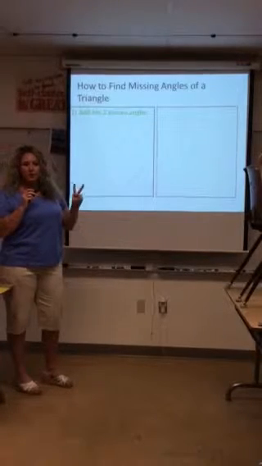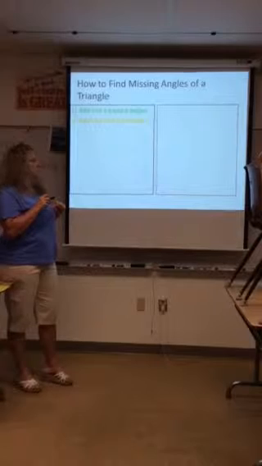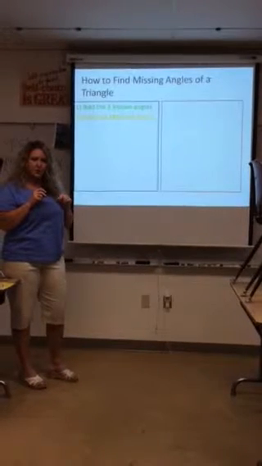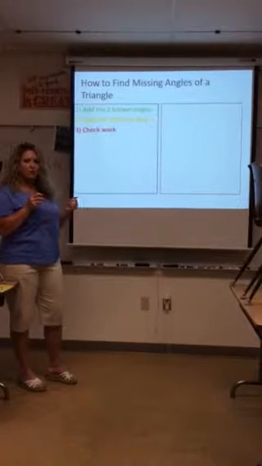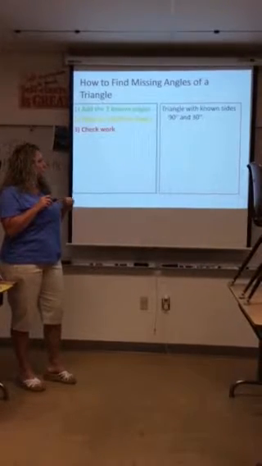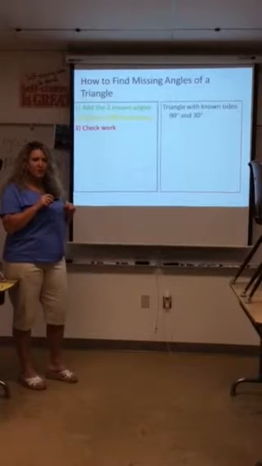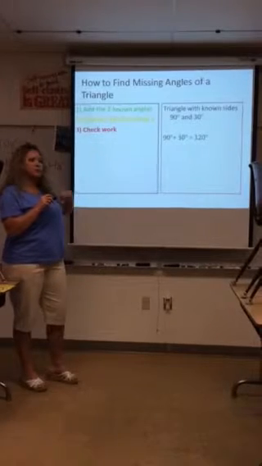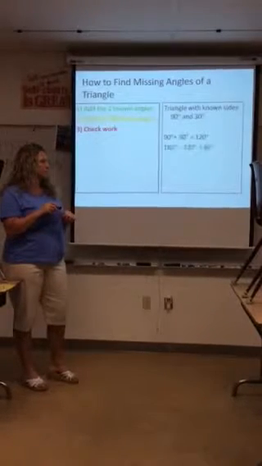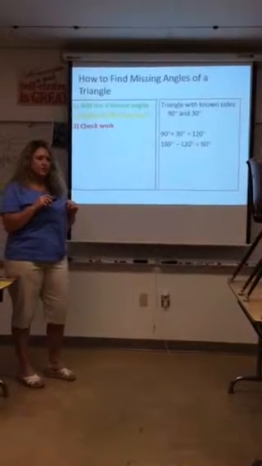So they're going to give you two angles. Now you will add them together. And then we told you it was 180 degrees. So then you would subtract those two angles from 180. And then always check your work. So if we know a triangle has 90 and 30 degrees, you add that together and you get 120 degrees. Now I said that we have to subtract that from 180. And what do you get? 60 degrees. So the missing angle is 60 degrees.